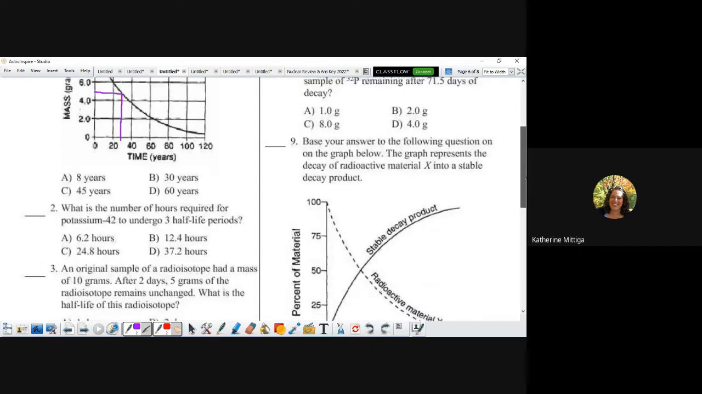What is the number of hours required for potassium-42 to undergo 3 half-life periods? So I'm looking on Table N, and potassium-42 has a half-life of 12.36 hours. So 12.36 times 3 is 37.08. So this is a little different. That looks bad. D.